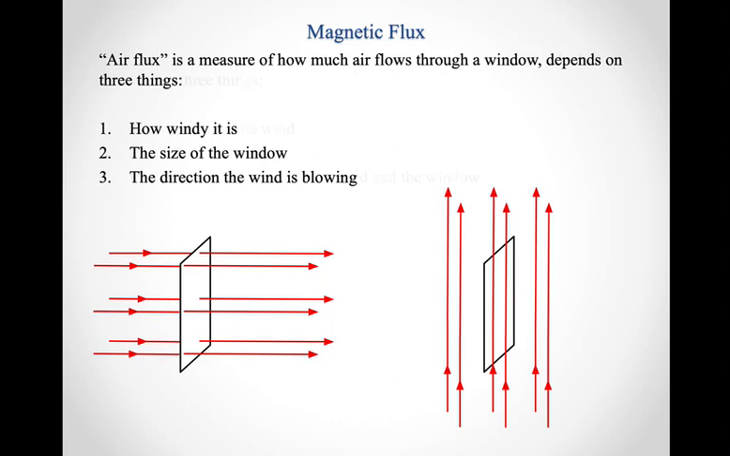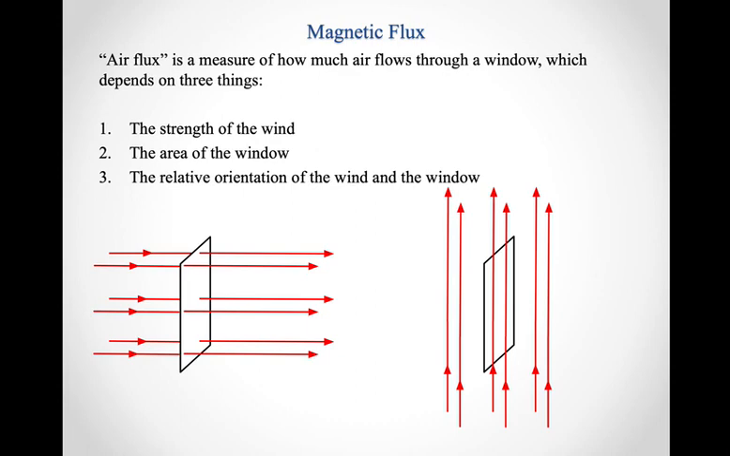So we can rename these three factors and call the first one, instead of how windy it is, what's the strength of the wind? The second one is what's the area of the window. And the third one we're going to relabel as the relative orientation of the wind and the window. So what's the relative direction of how the wind is blowing relative to how the window is sitting?